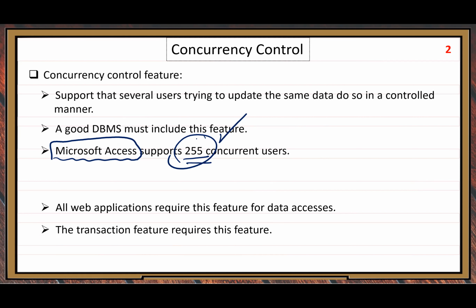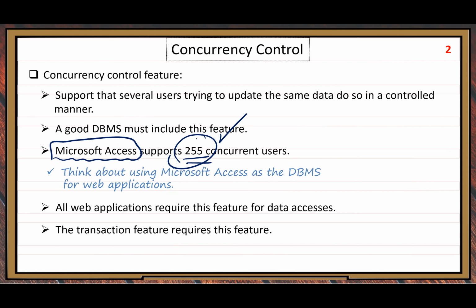The transaction feature requires this one. If your DBMS does not support concurrency control, the transaction feature cannot be implemented. The internal implementation of transaction relies on this concurrency control feature.